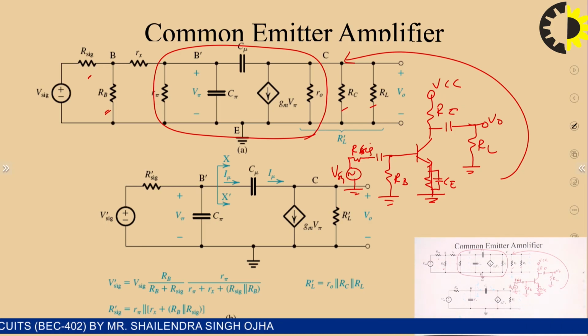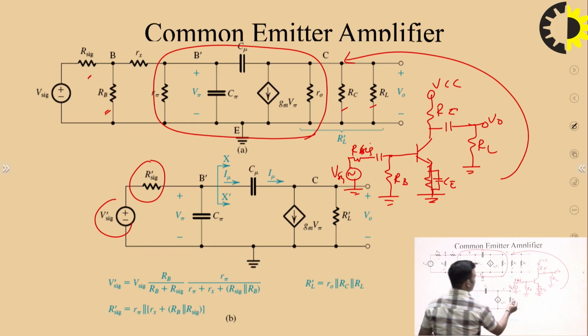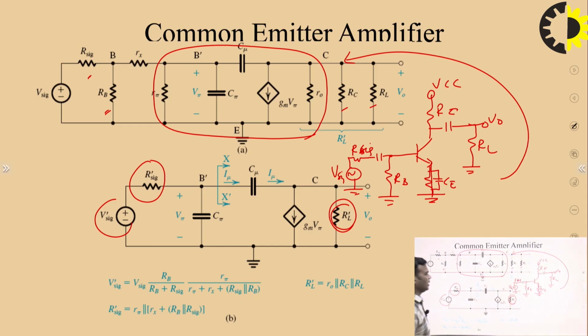If you draw its reduced form, or for better analysis, we can redraw this circuit like this. This is the R dash signal, and this is the V dash signal. It will compensate for all, that means it will compensate for this voltage and these resistances, along with R signal, RB, R pi, Rx, and towards the output side, this RL dash will consist of the equivalent combination of this RC and RL as well as R naught. So it is very easy to understand.